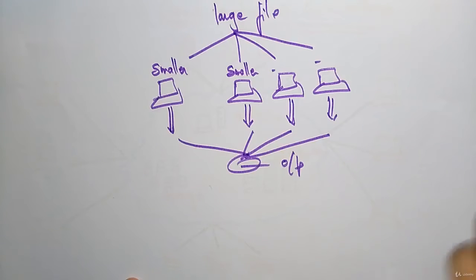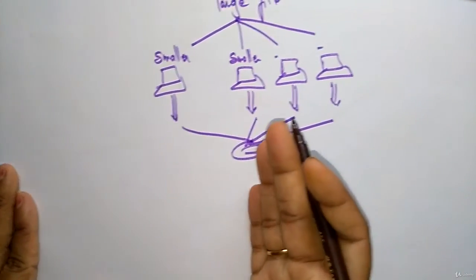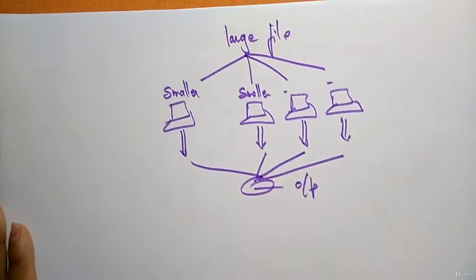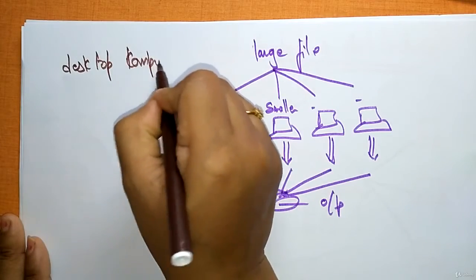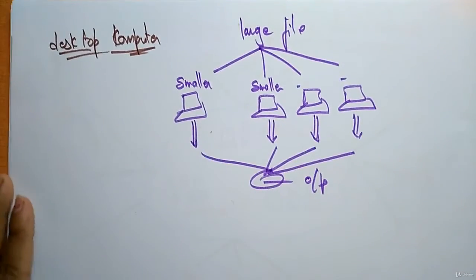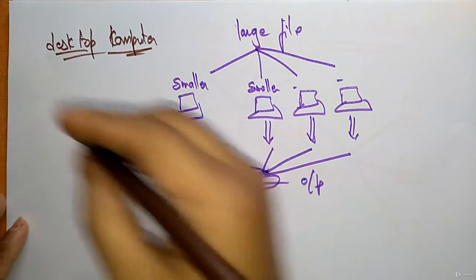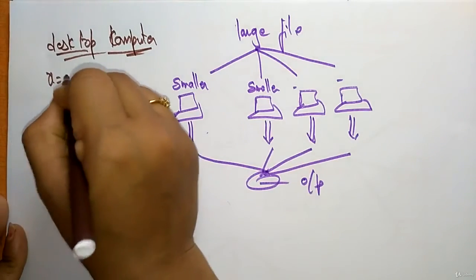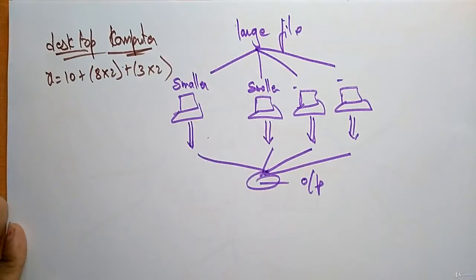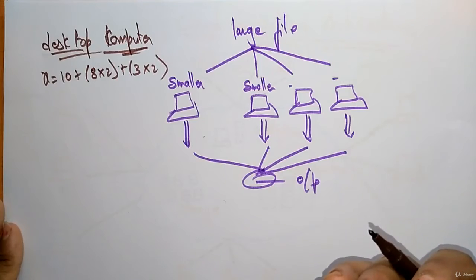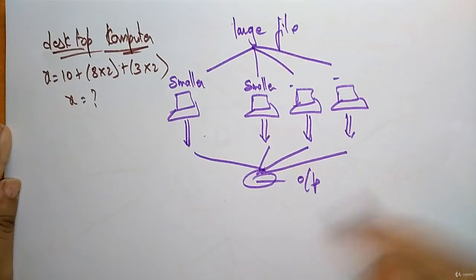Let me take a simple example to explain grid computing. Let us take a desktop computer. What will the desktop computer do, and what will parallel grid computing do? Let's take the desktop computer. I want to execute one query. How will the desktop computer work? Let me calculate one equation: x = 10 + 8 * 2 + 3 * 2. On a desktop computer, I want to evaluate this equation and find out what x is.